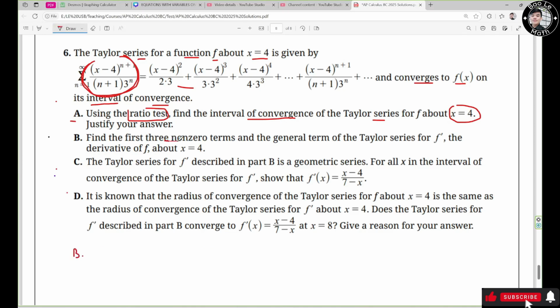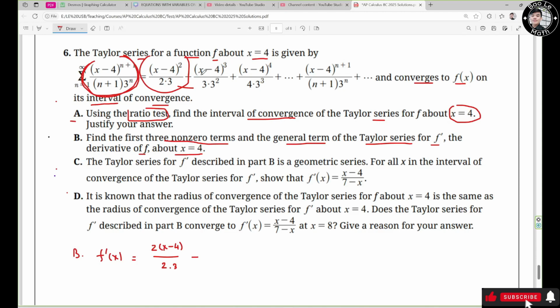Find the first three non-zero terms and the general term of the Taylor series for f prime, the derivative of f, about s equals 4, right? So basically, you just take the derivative of this one, right? So we have f prime of s is going to be the derivative of this one, bring 2 to the front, right? So we have 2 times s minus 4 to the power of 2 minus 1, which is going to be 1. So we don't need to write it, right? Over 2 times 3, right?